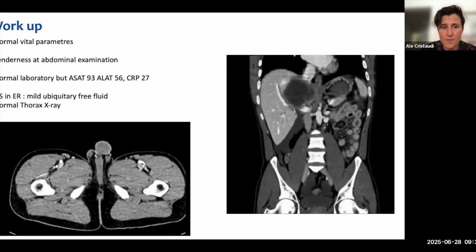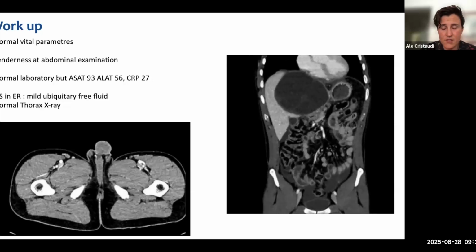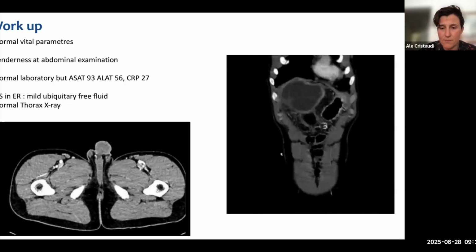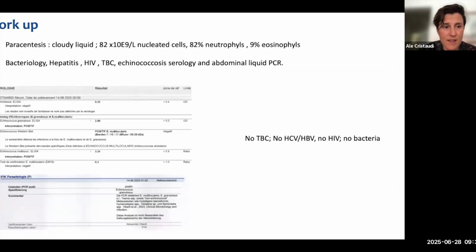So actually, the team that was in charge at that moment punctured the ascites, they performed a paracentesis. It was a cloudy liquid with some nucleated cells, mostly neutrophils. There were very few eosinophils. They performed bacteriology, hepatitis serology, HIV serology, and TBC serology on the liquid, serology for echinococcosis in the blood, and also a PCR in the abdominal liquid. And these are the results.